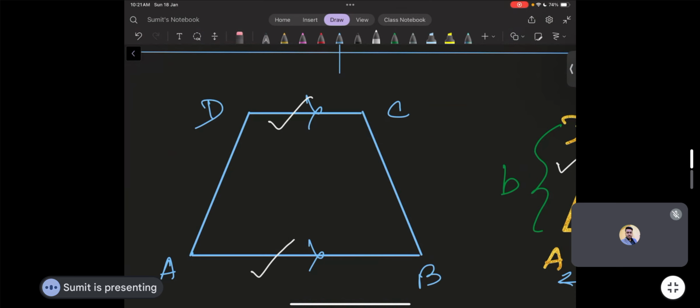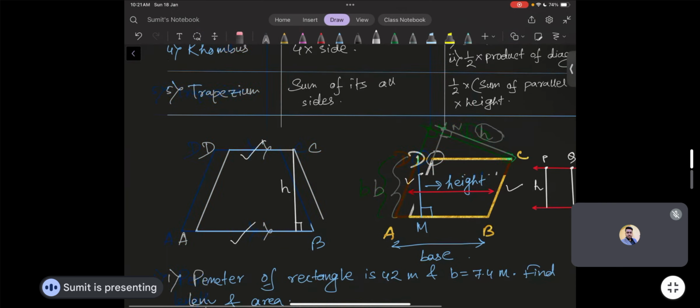Height means the distance between them. The distance between them means, correct, from a vertex of CD. Suppose I take C, from the vertex C, if I drop a perpendicular, then it will be considered as the height of the trapezium. That will be considered as H. I will take it as H, and AB and CD we will add, half into sum of parallel sides into height. Clear?